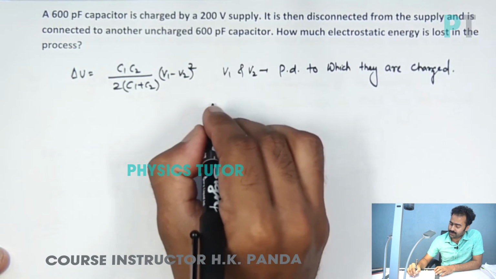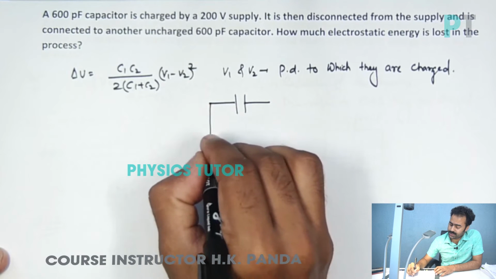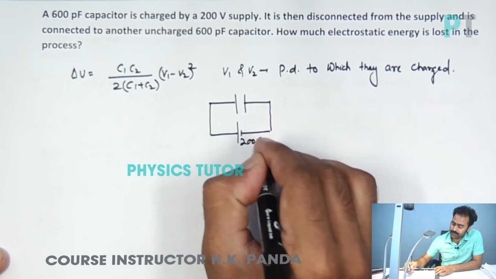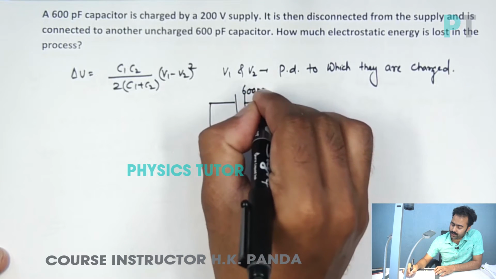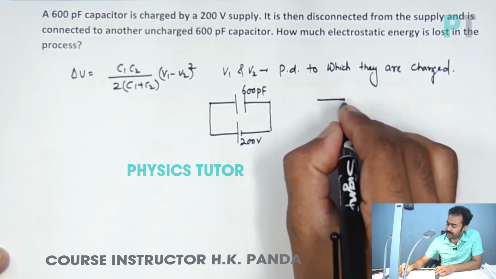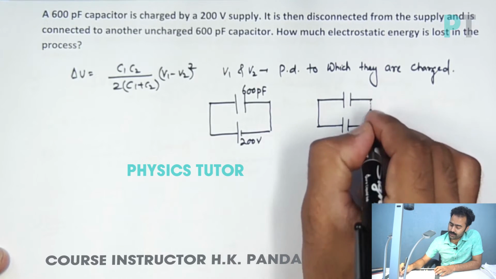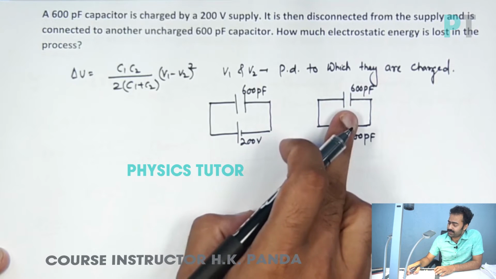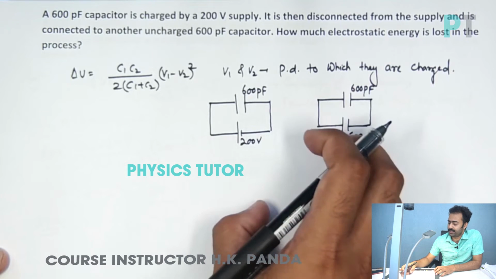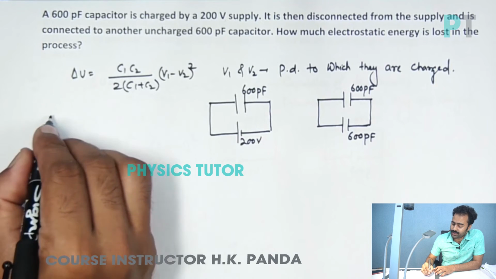So in this given situation, I will consider this is one 600 picofarad capacitor which is connected initially to a 200 volt supply. Now this capacitor is disconnected from this supply and connected to another capacitor of the same capacity, that is 600 picofarad. During this process of charge redistribution, there will be some energy loss, and this will be the expression for that energy loss. We will just substitute the values in this equation.